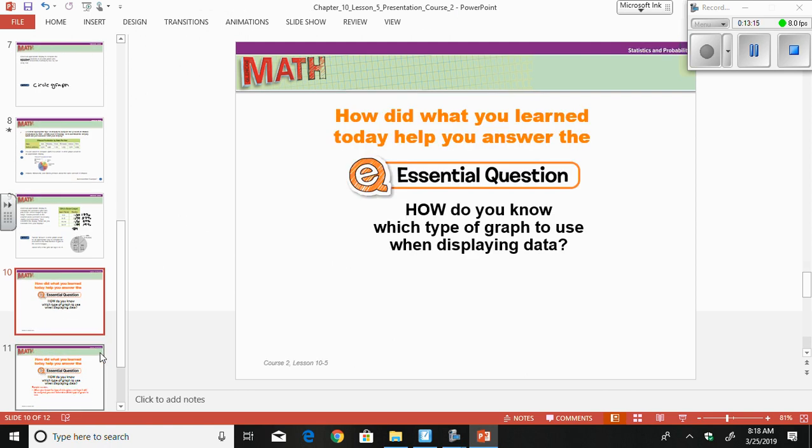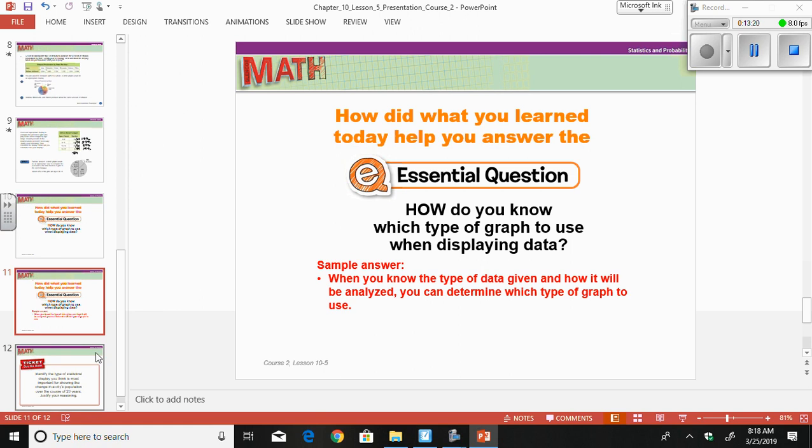So how do you know which type of graph to use when displaying data? Well, you go back to that chart I gave you. When you know the type of data given and how it will be analyzed, you can determine which type of graph to use.